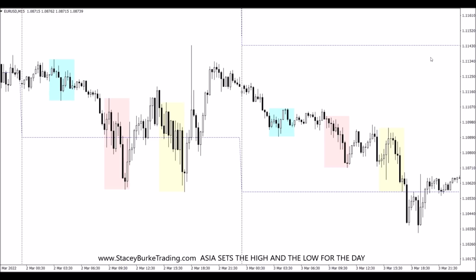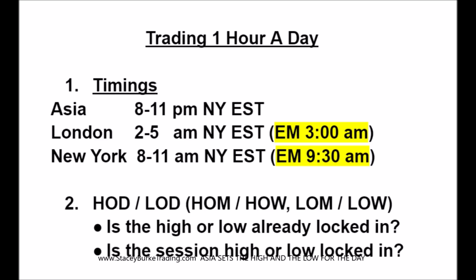The 3-hour window is something that I review over and over again. Mainly the London and New York time windows, the 2 to 5 a.m. and 8 to 11 a.m. New York Eastern Standard Time, and specifically the equity market opening times, 3 a.m. New York for London and 9:30 a.m. New York time, Eastern Standard Time. Specifically looking for high of the day, low of the day opportunities.